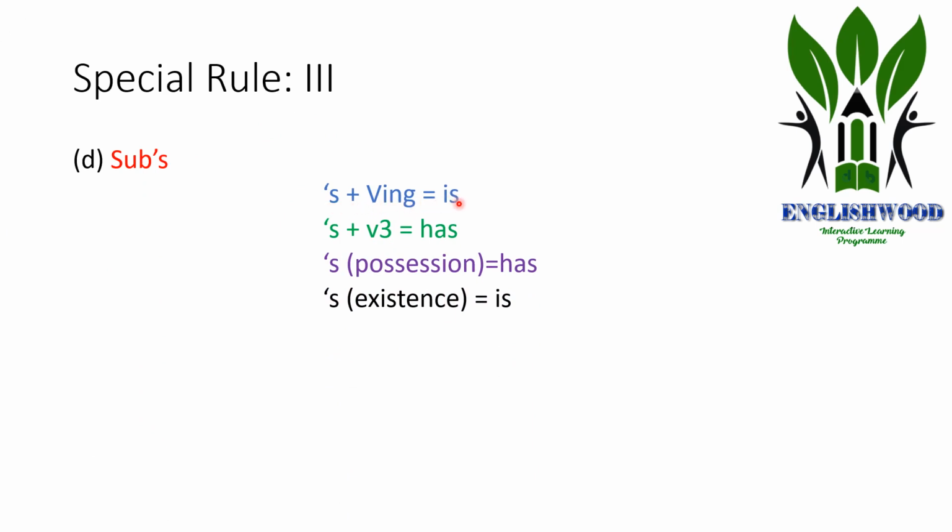Special rule number 3. Same subject plus verb ing. She is playing, he's dancing. Here the apostrophe s means is. But the apostrophe s plus verb 3 means has. And the apostrophe s with possession means has, and with existence means is.